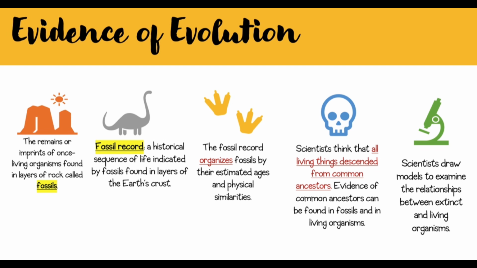Scientists think that all living things descended from common ancestors. Evidence of common ancestors can be found in fossils and in living organisms. Scientists draw models to examine the relationships between extinct and living organisms.